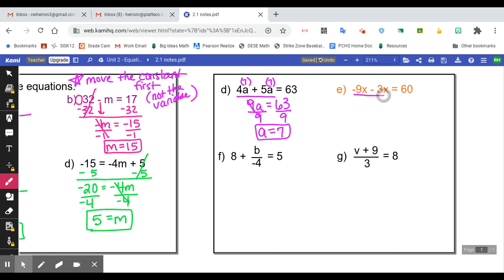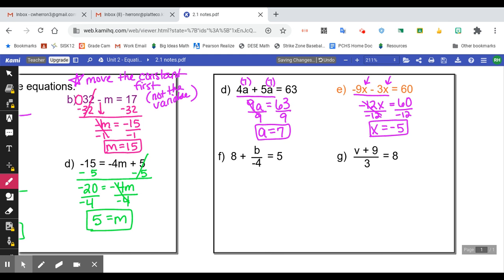Okay, so let's move on to the same thing over here. We have 9x minus 3x, which is negative 12x, equals 60. If I divide both sides by negative 12, I get that x equals negative 5. Same thing, has to go here and here.